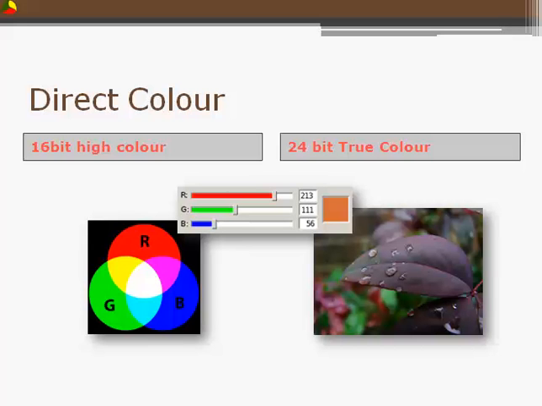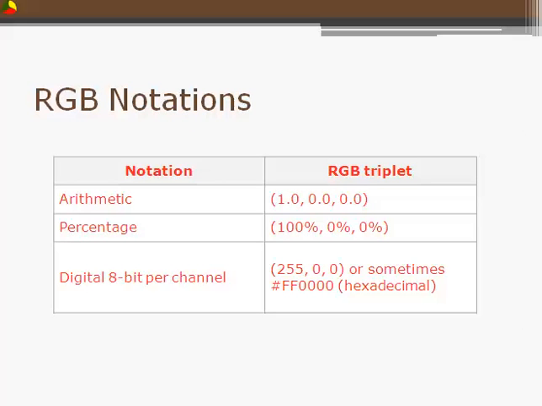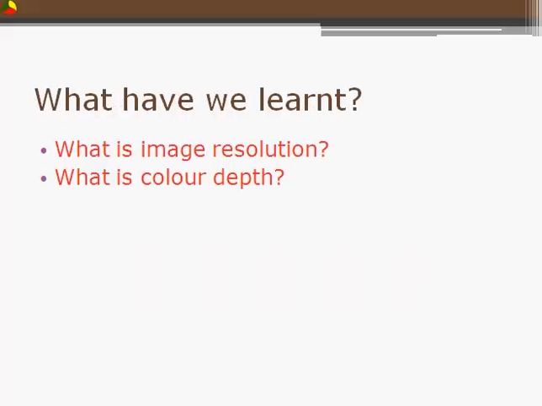These are called direct colors because they use the color channels of red, green, and blue, or some similar primary colors. And there are different ways of representing this red, green, and blue. There's an arithmetic way where you choose the values between 0 and 1 as real numbers, as in fractional numbers. You can represent it as percentages, so for red that's 100, 0, 0. Or you can represent it using the 8-bit channel, so 255, or switch that into hexadecimal, FF.